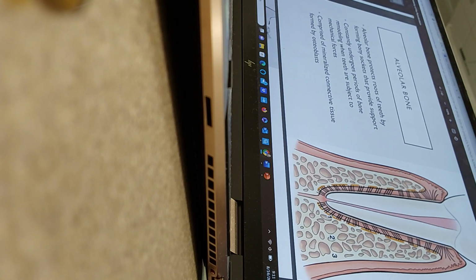What you would see in the socket is the alveolar bone proper, okay? What's the other word for socket? You're saying it, just really quiet. Who said it? Sabrina, did you say it? Is it alveolus? Yes, alveolus.